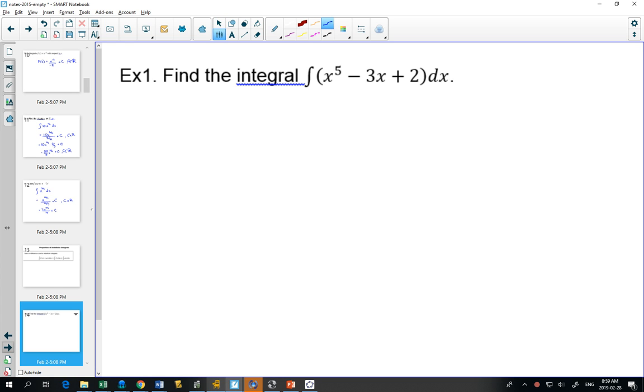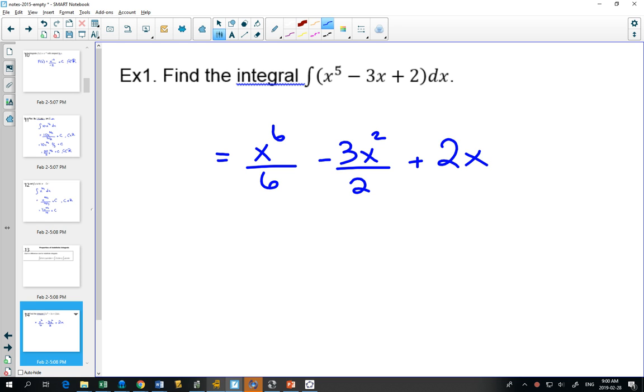So here, if I want to integrate this whole thing, what I can do is use the integral rules for each one separately. How do I integrate x to the 5? Add 1 to the exponent and divide by my new exponent. How do I integrate negative 3x? Add 1 to the exponent, divide by my new exponent. Integral of 2 would just be 2x. And then, of course, plus c.